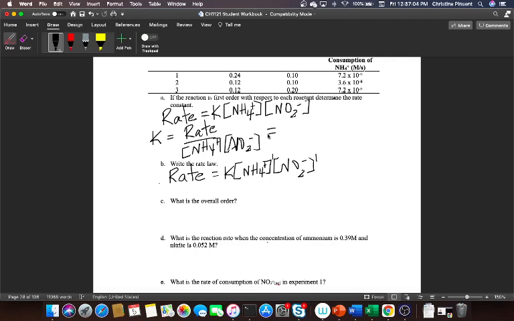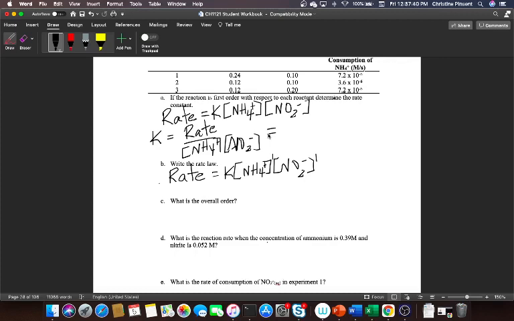Now, you can use any of the data you like from experiment 1, 2, or 3. It doesn't matter which one you choose as long as you're using the same experiment for all 3 values. So don't use ammonium from experiment 1 and nitrite from experiment 2 and the rate from experiment 3. Make sure you're using the same experiment for each value. I'm not going to show that on the page because it's a little bit cramped, but I am using experiment 1 data.